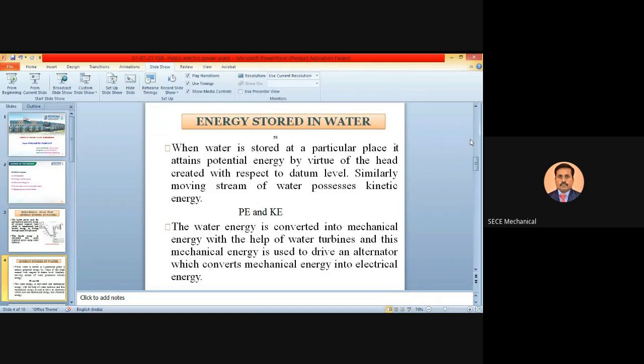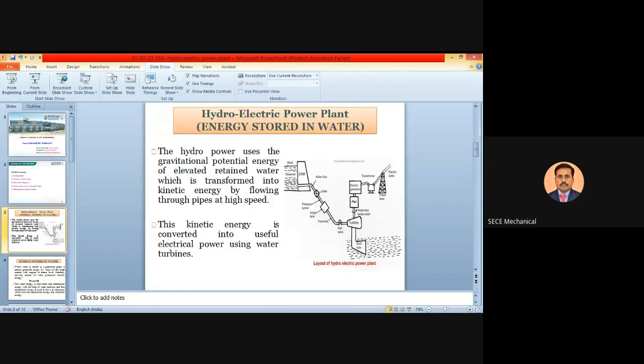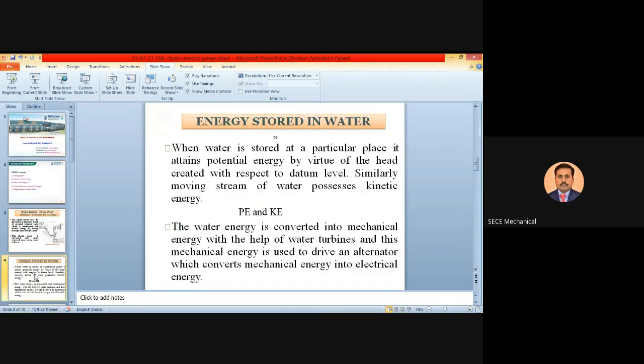So the mechanical energy is used to drive an alternator, because your turbine shaft and your alternator or generator shaft are coupled together. So when your turbine starts rotating, your alternator also rotates, and electricity is produced, which converts the mechanical energy into electrical energy. So initially potential energy is converted into kinetic energy, then kinetic energy is converted to mechanical energy, and finally mechanical energy is converted into electrical energy. By this way, we can produce electric energy with the help of a hydro power plant.